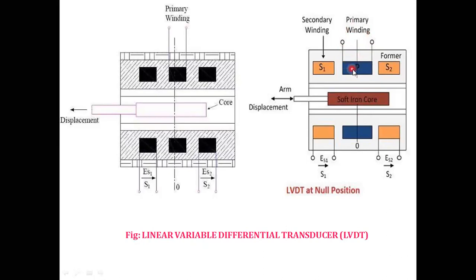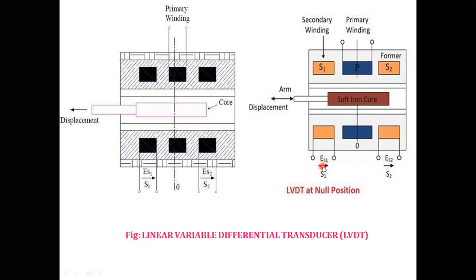For this primary winding, I am going to give some AC type of input signal, and I am going to acquire the output across the secondaries. The output across secondary winding S1 is ES1, and at secondary winding S2 it is ES2.